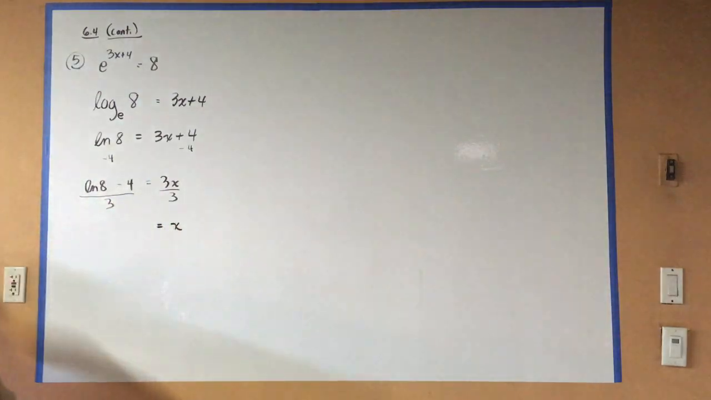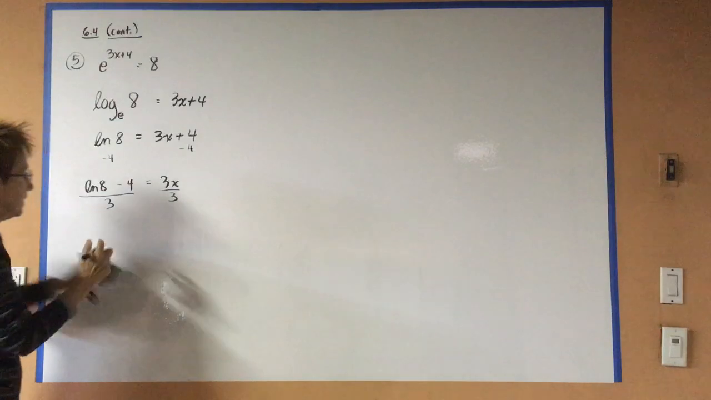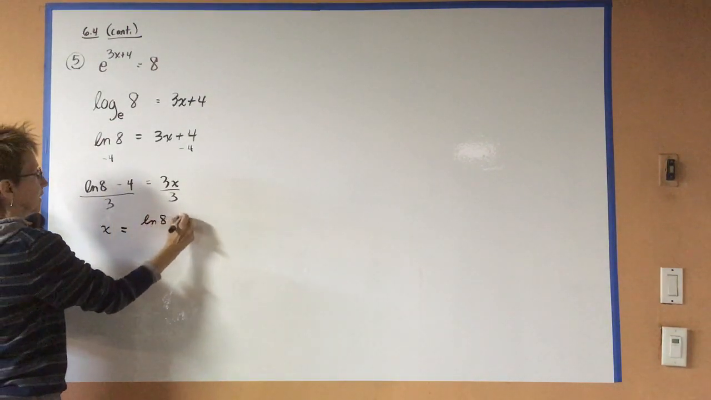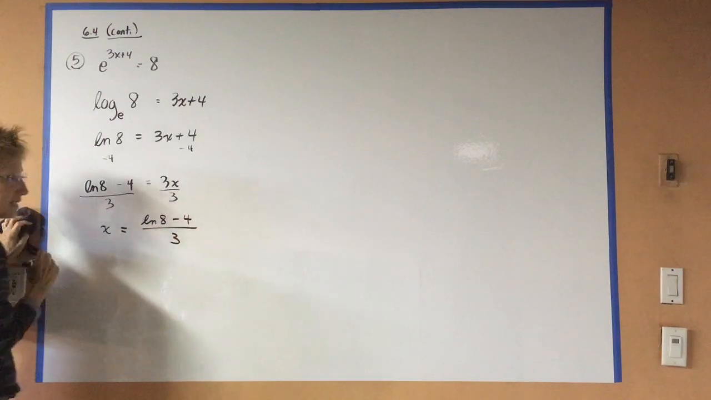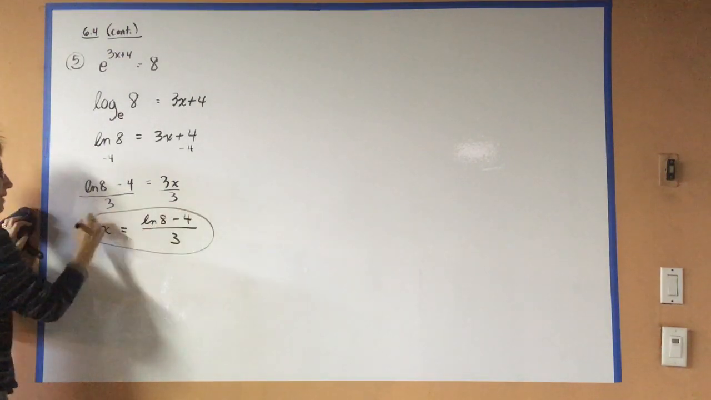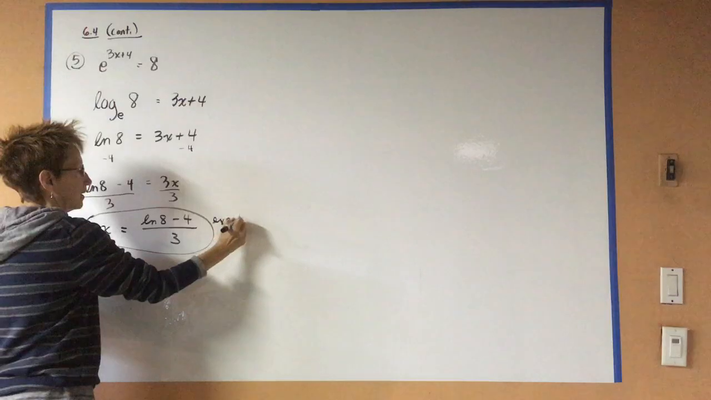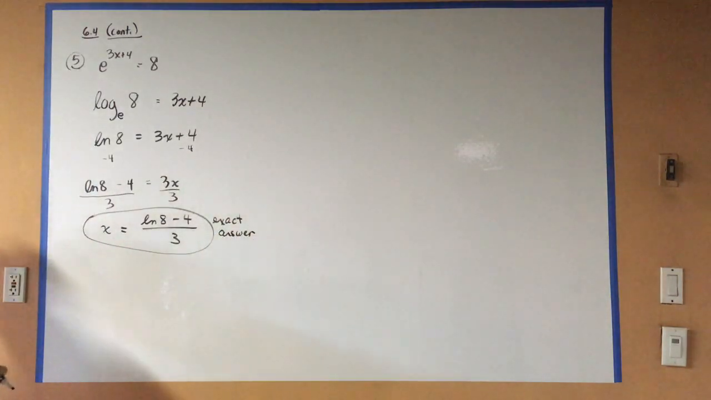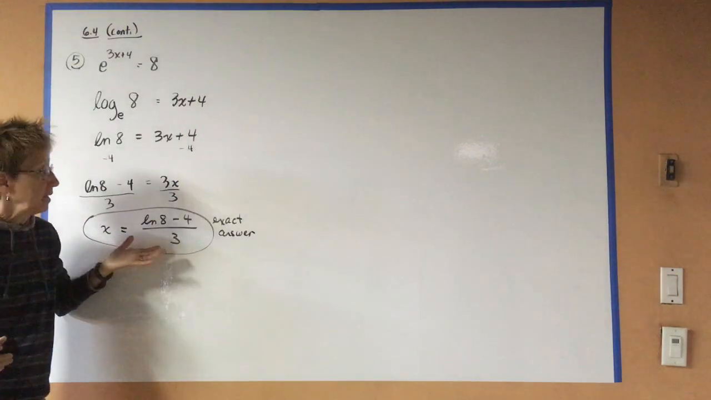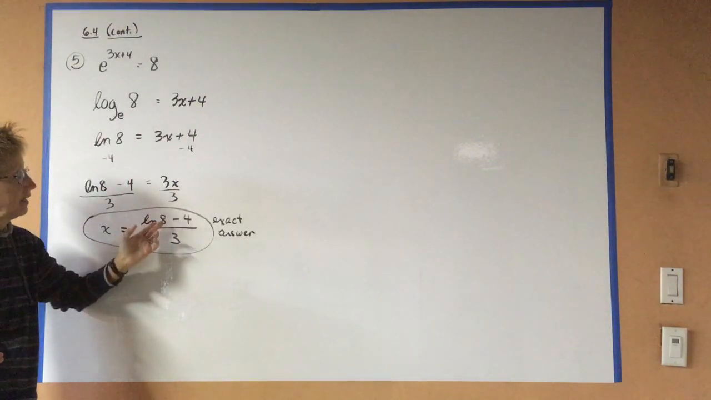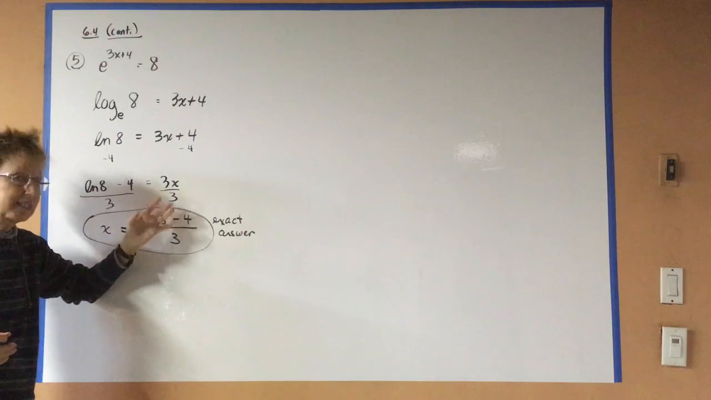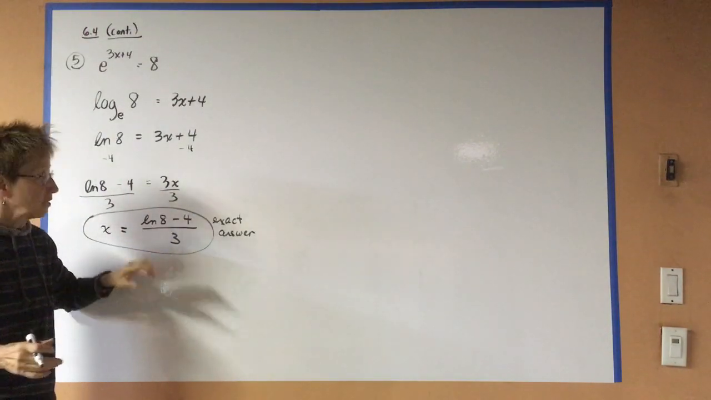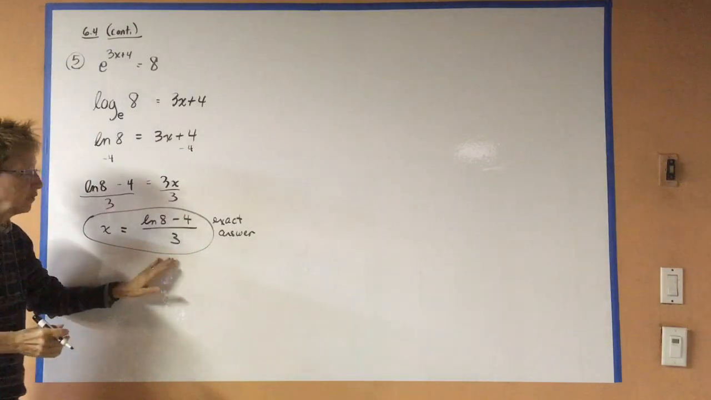And so maybe I'll write it normal now. So this is x equals whatever ln of 8 minus 4 all divided by 3 is. This is my exact answer. Okay, I haven't taken anything and rounded it. Unfortunately, it's a little bit meaningless to me because I need to figure out what ln of 8 minus 4 gives me and then take that answer and divide it by 3 in order to get an approximate answer. But this is the exact answer for x.